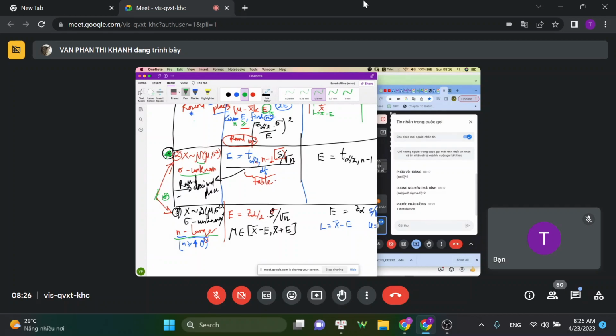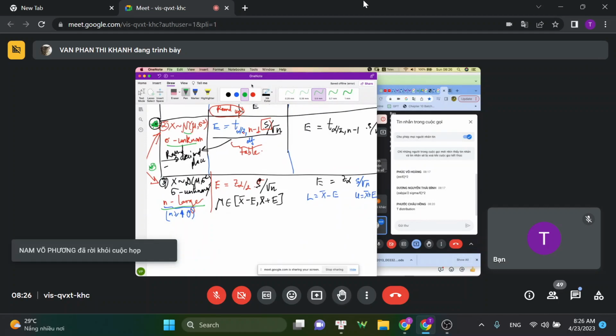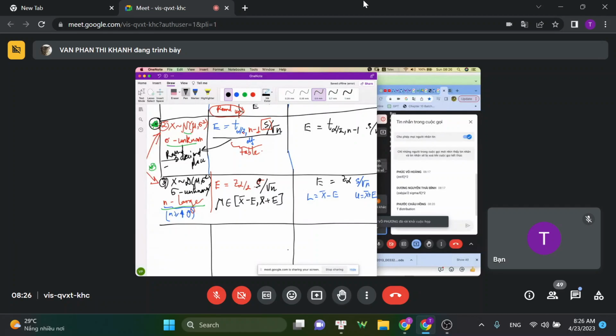Okay, and just one more. Number 4 is proportion. So we want to estimate the population proportion, and n here is a large number. So we use the central limit theorem to approximate x, right? Here x is the number of elements that have property x. So E here equals Z alpha over 2, because we use the central limit theorem. That's why we approximate it by the standard normal.